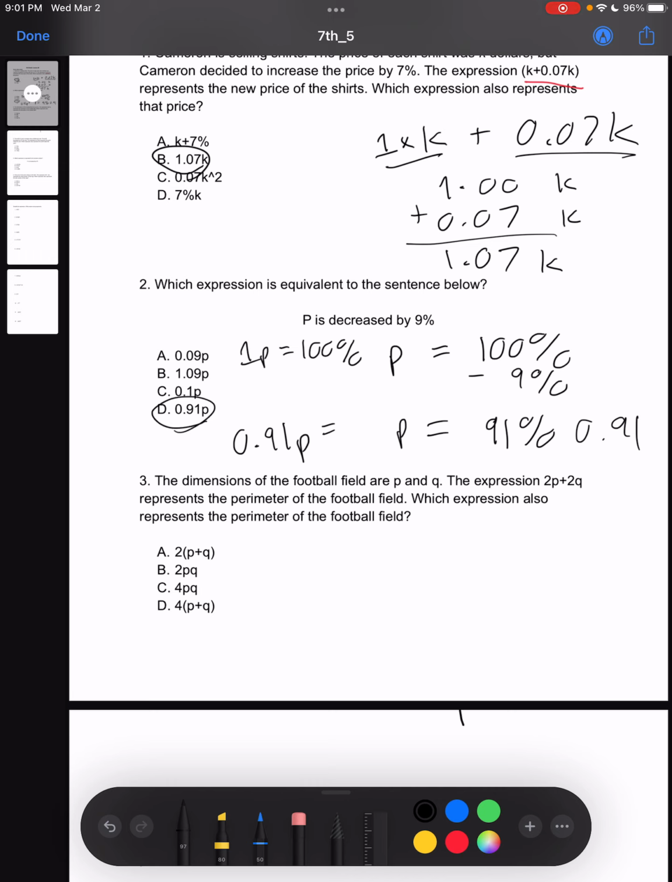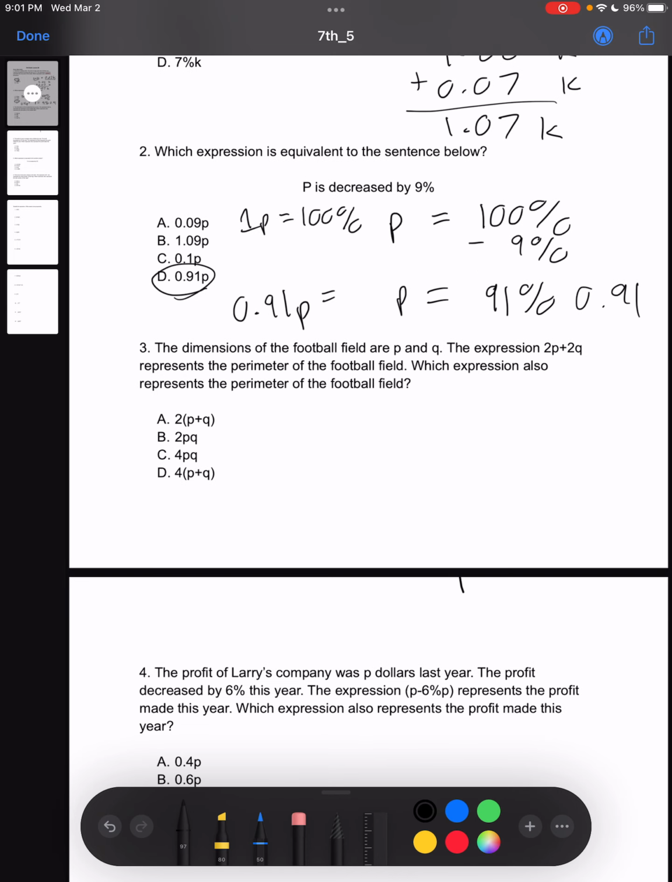We can move on to number 3. The dimensions of the football field are P and Q. The expression 2P plus 2Q represents the perimeter of the football field. Which expression also represents the perimeter of the football field?